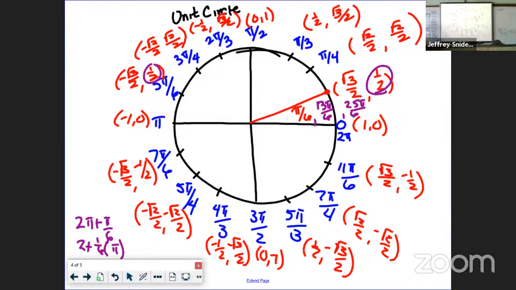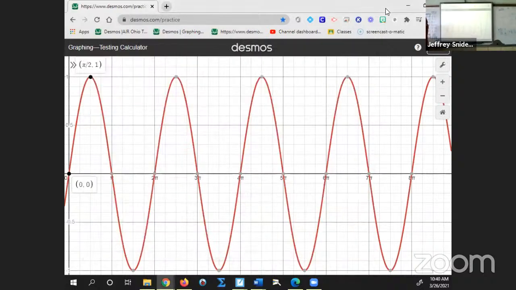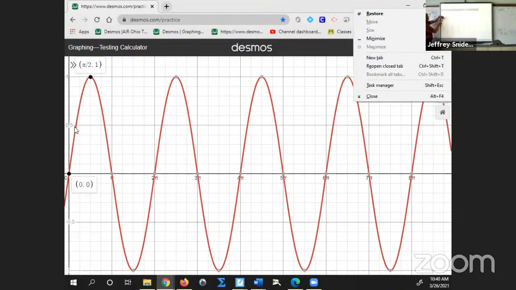I need to bring my keyboard over here so I don't have to keep going back and forth. Such a pain. Okay, so let's look at this. So right about here at 0.5, boom, this is that angle.